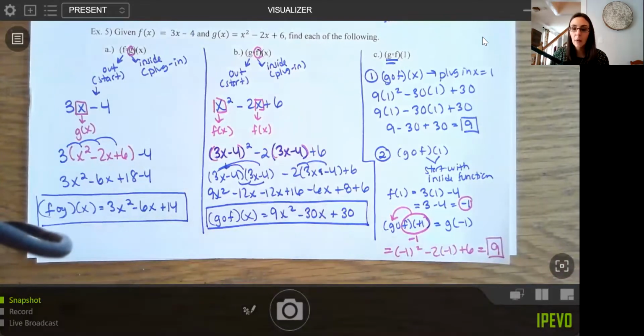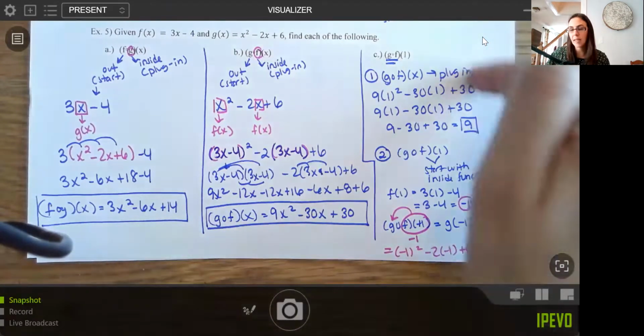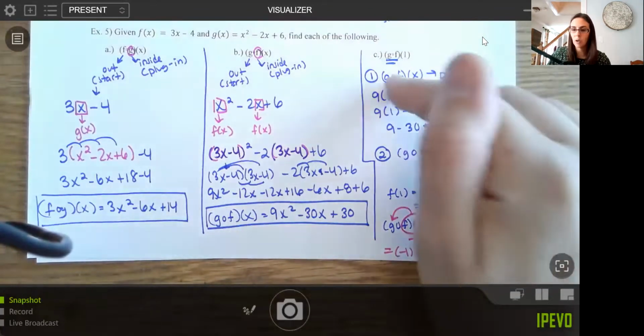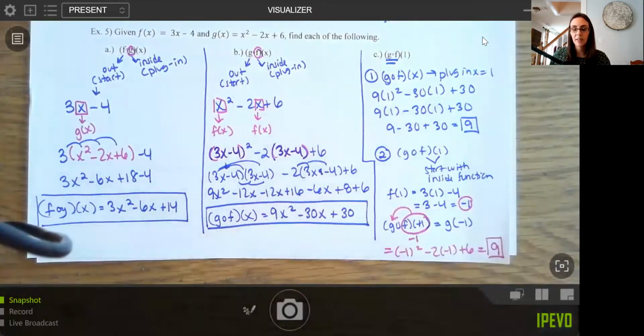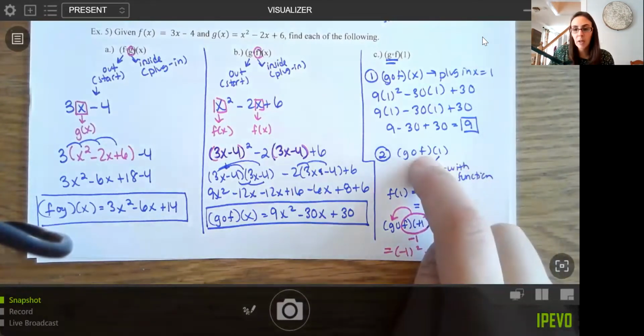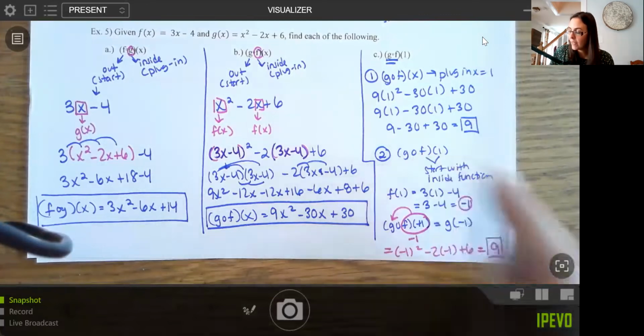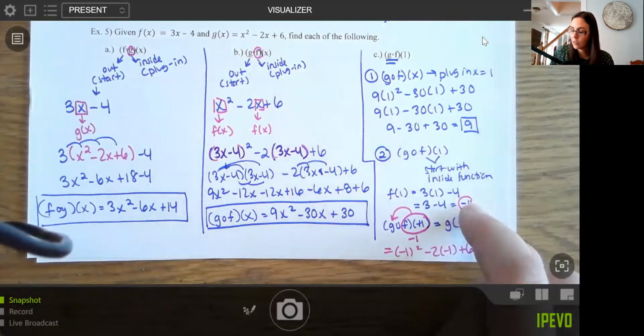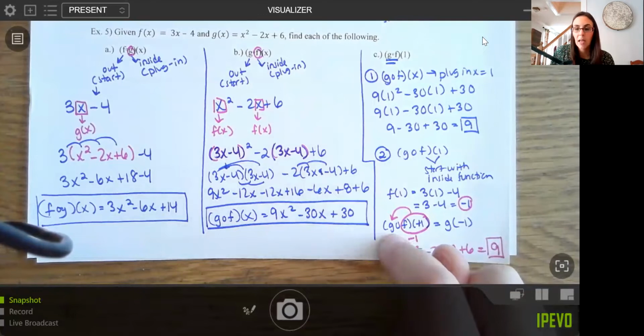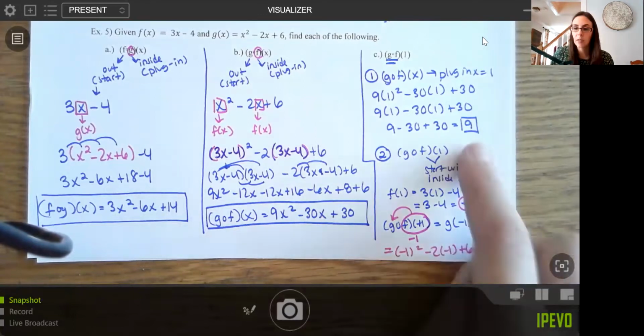So again, just another way that you can do it. This way I think tends to be easiest if you have that function already. But if you don't have that starting function, you can do it in 2 steps. You work inside to outside. So plug your value into the inner function first, and then take that new answer and plug it into the outside function. And you can find the same number that way as well.